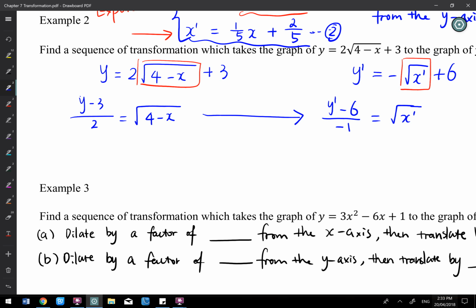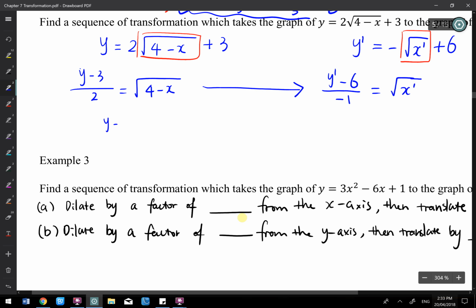Because we want to find the connection between x and x dash, y and y dash, that's the only way we can equalize them. So left hand side weight the same and right hand side weight the same, and they're all in the square root. What we should do is y minus 3 over 2 equals y dash minus 6 over minus 1. That's for the y side. For the x side, I don't need to include the square root. I just have 4 minus x equals x dash.